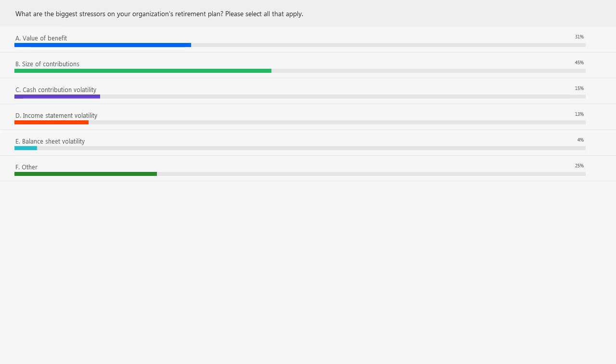And it looks like we have the results. Okay. I think that what we see here is, again, that there's some concerns all across the board. It is fairly common to have the size of contributions be difficult and income statement volatility. Both of those are a problem for sponsors. Sometimes we see a greater problem with item C in terms of cash contribution volatility, but these are the kinds of problems that we typically see.